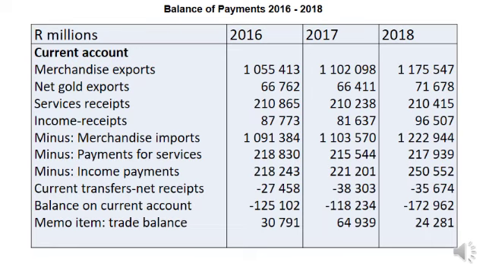A recap on how we do the calculations. So merchandise exports plus your net gold exports plus service receipts plus income receipts. You will then subtract your merchandise imports, subtract payments for services, subtract your income payments. Then you'll have to look here at the sign. In this case, it's negative. So you subtract, and that should give you your balance on the current account.